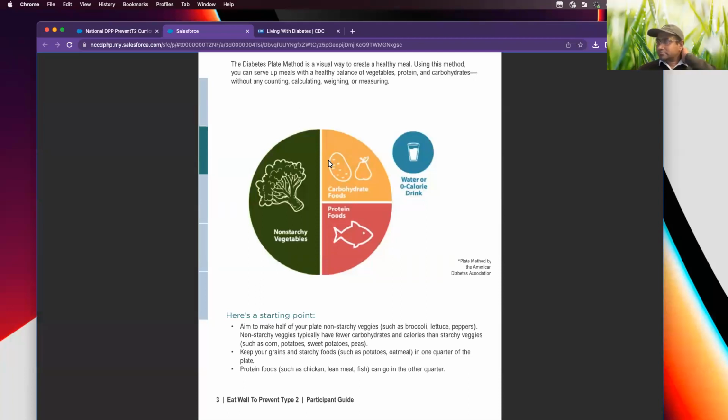And it's good that they make a distinction between non-starchy veggies and starchy veggies, right? The starchy veggies are the ones like corn, potatoes, sweet potatoes, and peas. Actually, sweet potato is supposed to be very healthy. Healthy, yes, but it is again considered starchy. So the non-starchy veggies are what you should aim for. They have fewer carbohydrates, like broccoli and lettuce and peppers and stuff like that.